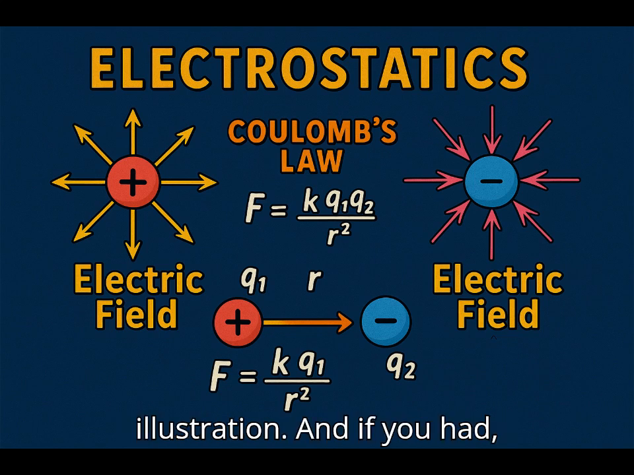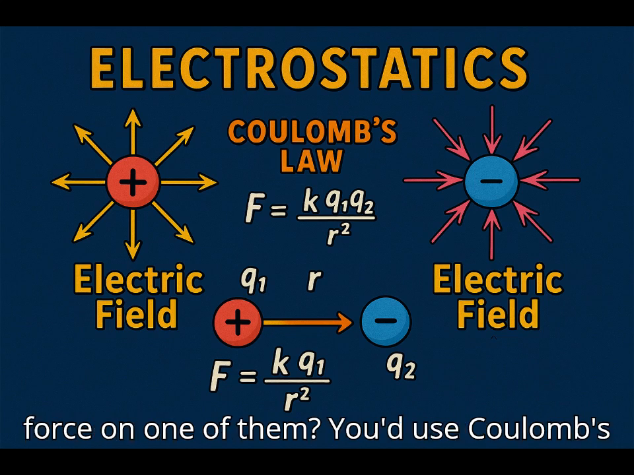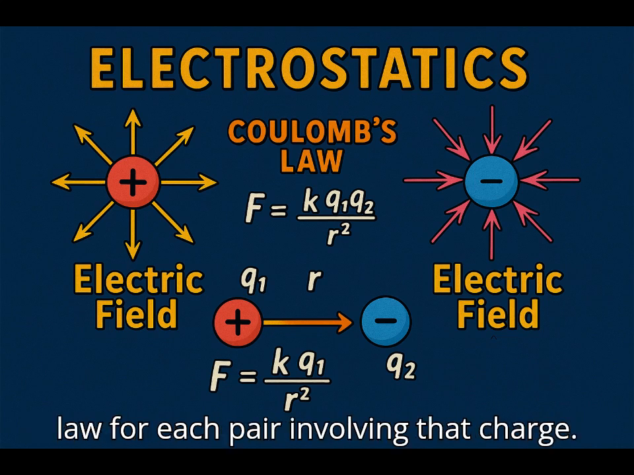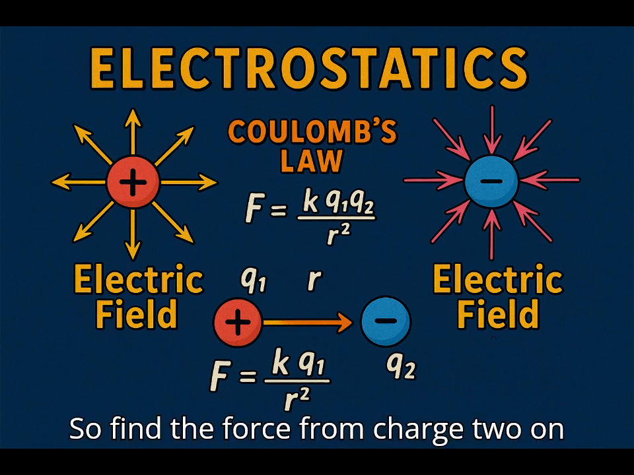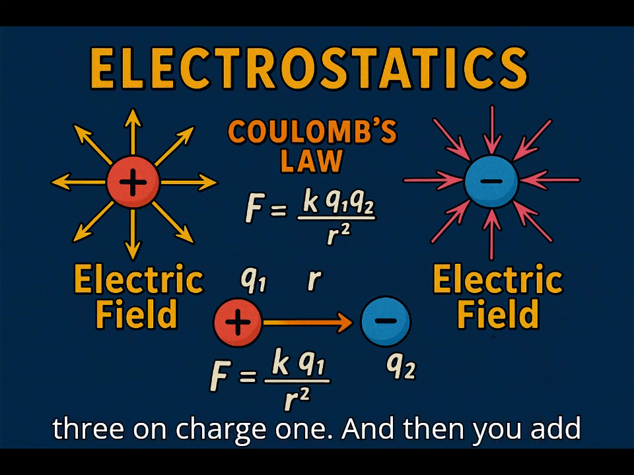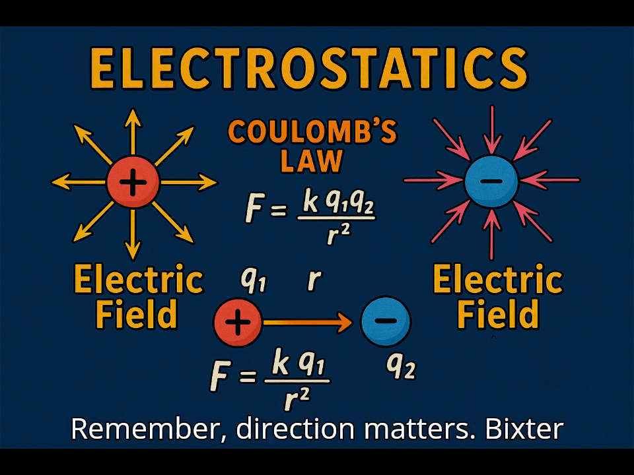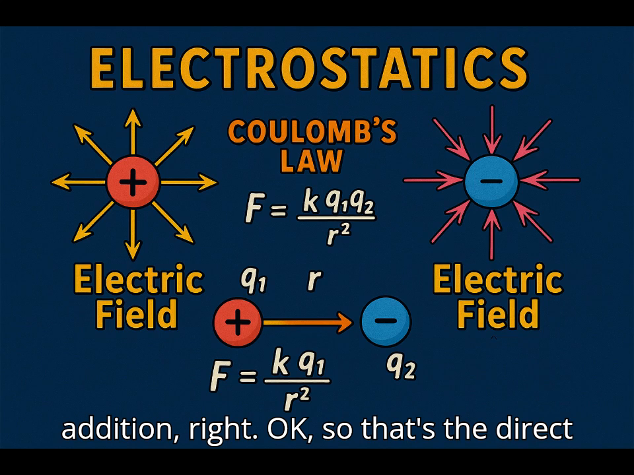That's a great illustration. And if you had, say, 3 charges, how do you find the force on one of them? You'd use Coulomb's law for each pair involving that charge. So find the force from charge 2 on charge 1, find the force from charge 3 on charge 1, and then you add those forces together as vectors. Remember, direction matters. Vector addition, right. Okay, so that's the direct push and pull.